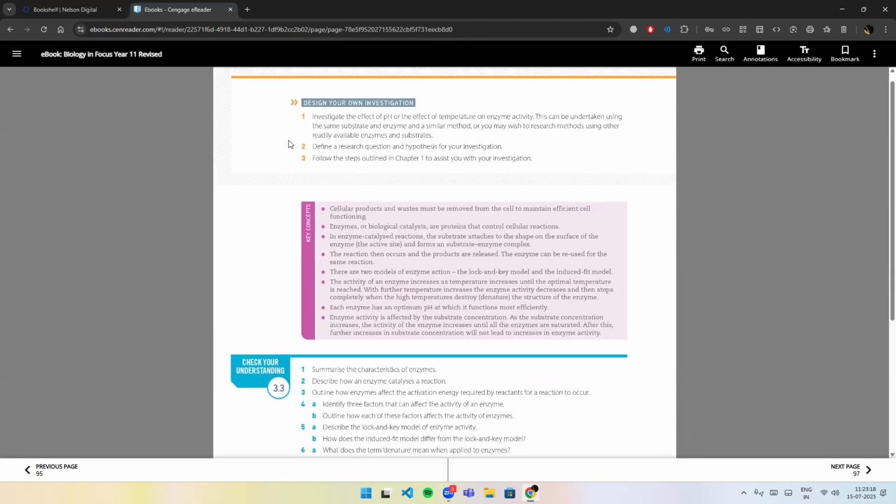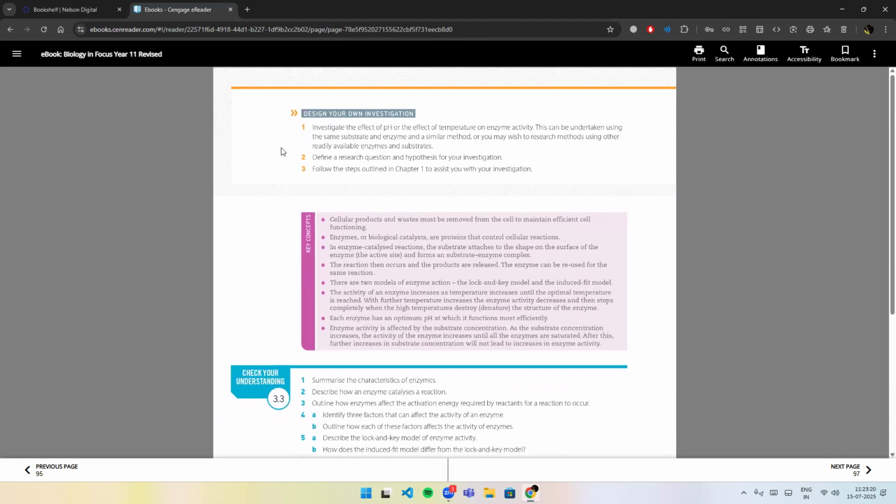Design your own investigation. Investigate the effect of pH or the effect of temperature on enzyme activity. This can be undertaken using the same substrate and enzyme and a similar method, or you may wish to research methods using other readily available enzymes and substrates. Define a research question and hypothesis for your investigation. Follow the steps outlined in Chapter 1 to assist you with your investigation.